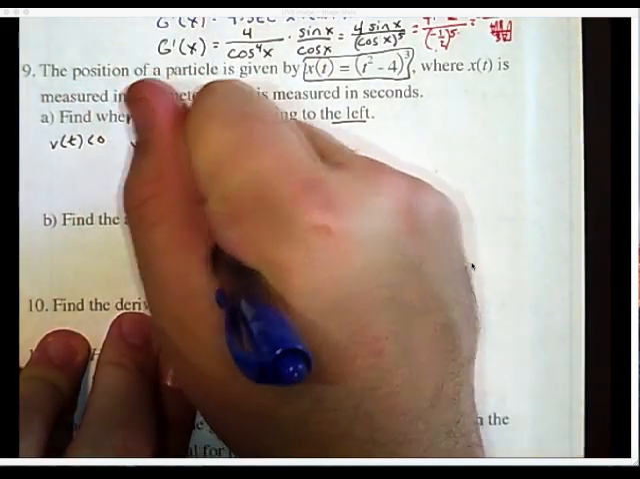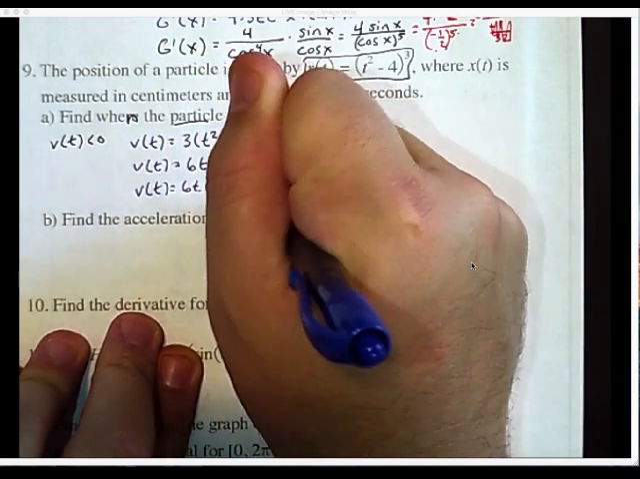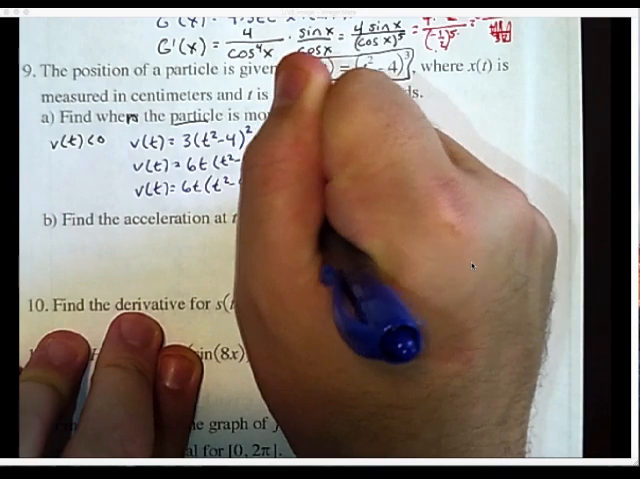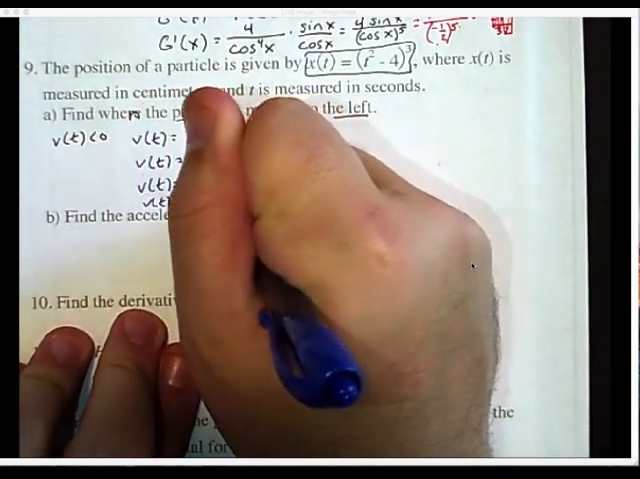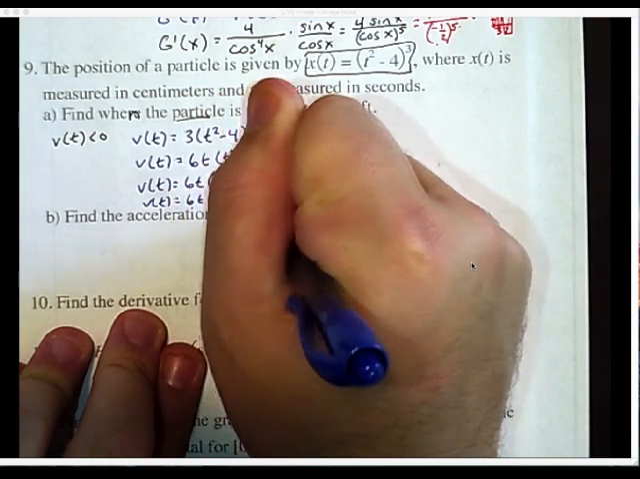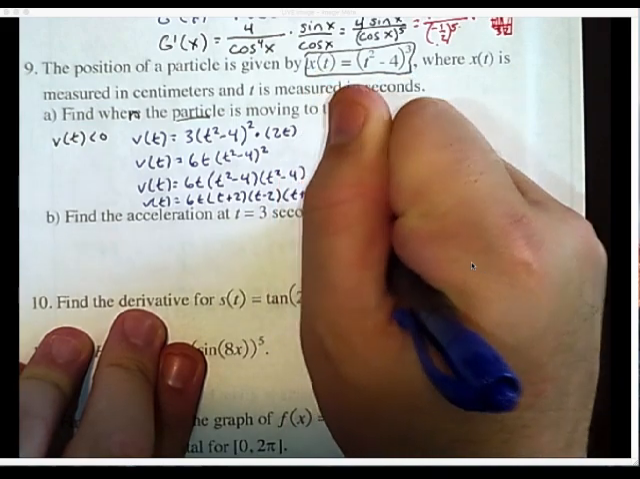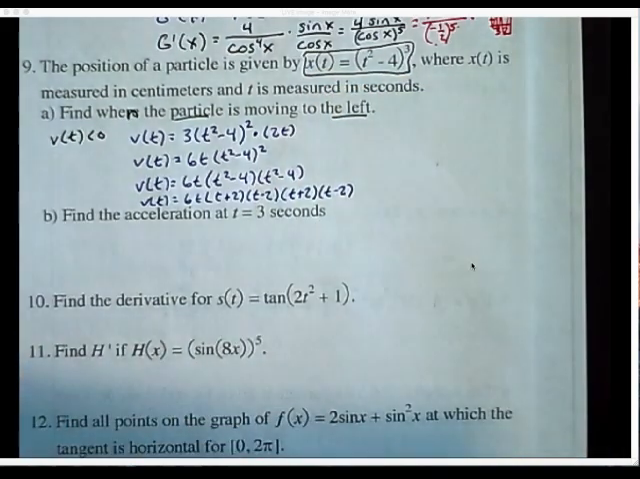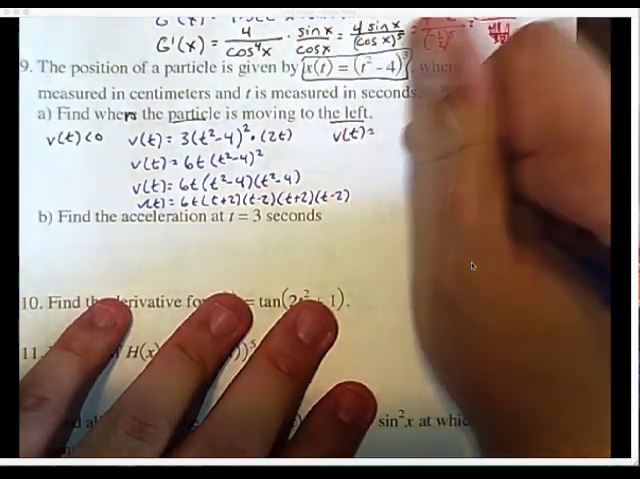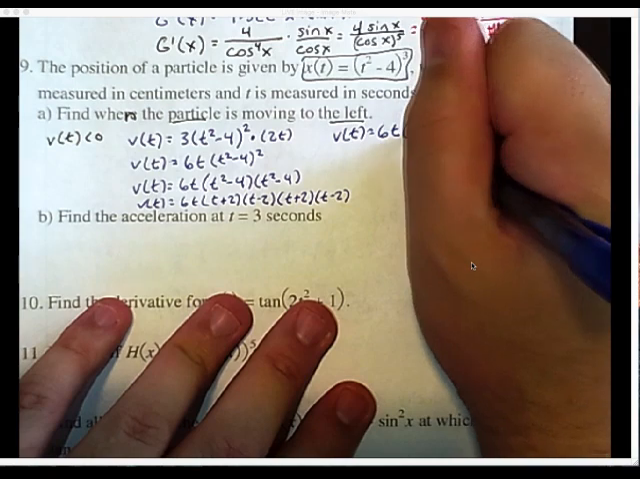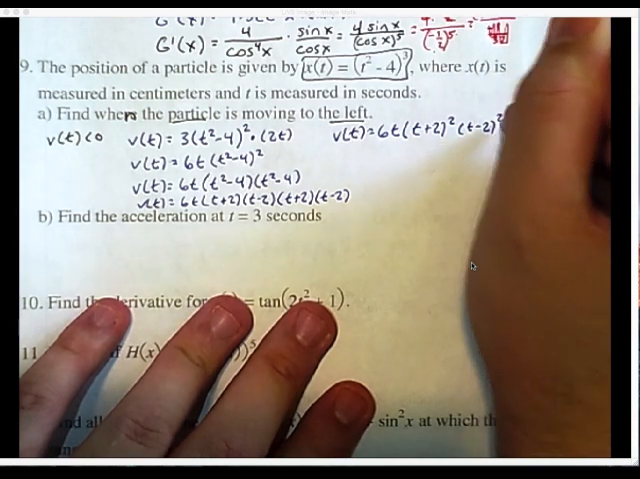Let me write it another way. So this is like 6t times t squared minus 4 times another t squared minus 4. And for each t squared minus 4, it can be broken up into t plus 2 and t minus 2. So you got a t plus 2, a t minus 2, a t plus 2, a t minus 2, because that's the difference of 2 squares. All right, so therefore you got a 6t, and then you got a t plus 2, but you got 2 of them, and you got a t minus 2, and that's 2 of them.